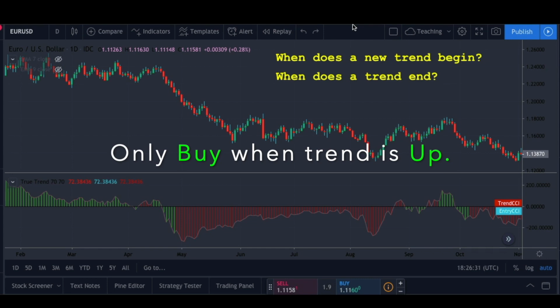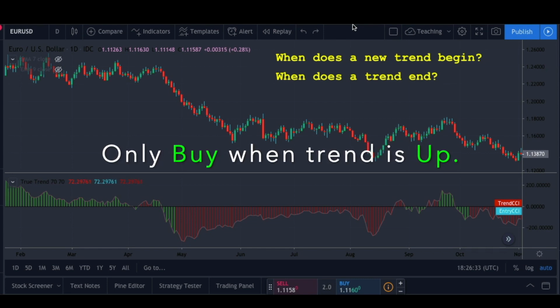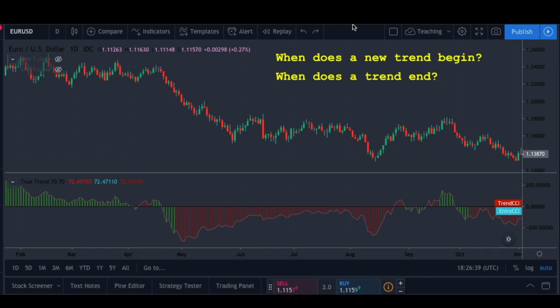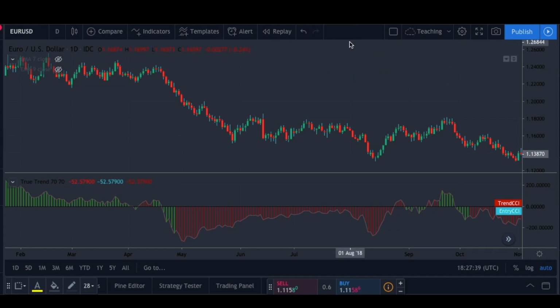You only want to take trades on the buy side when the trend is up. You only want to take sell side trades when the trend is down. You want to trade with the trend, always trade with the trend. You have heard it before a million times, and it could not be any truer. The trend is your friend. You could pull up any chart on any time frame and take a look if you're on the right side of the market by looking at the True Trend indicator. For example, if you are short any instrument or any currency pair and the True Trend is positive, you're on the wrong side of the market. It's that simple.